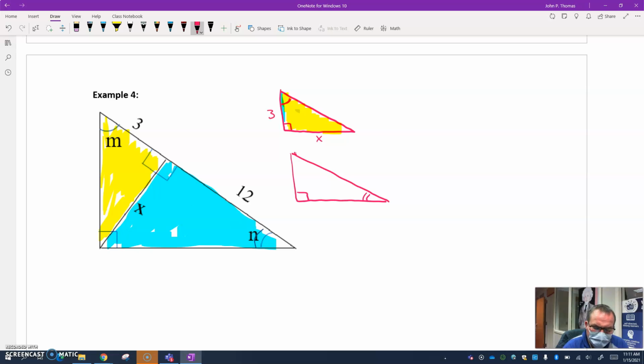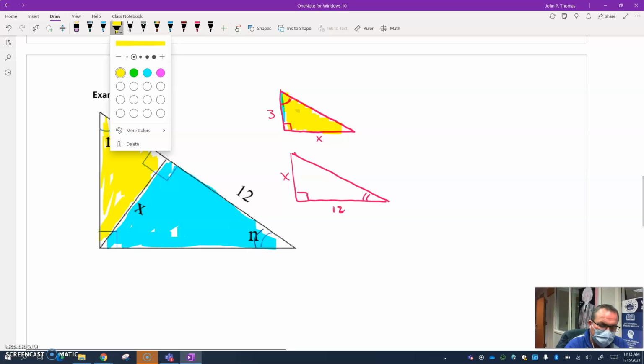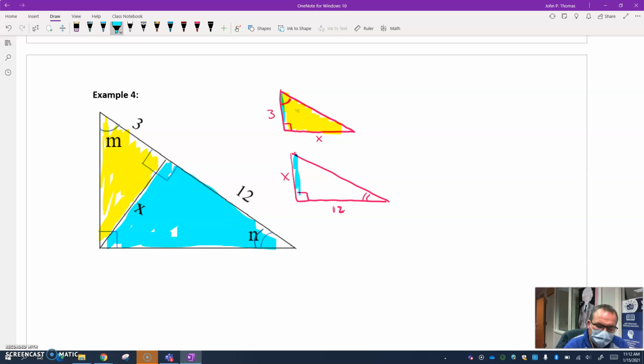Then I'm going to drop my labels in. The right to the 2 is 12. On the other side, I'd have an x here, and we don't know the hypotenuse. So that's our blue. I'll go ahead and draw that one in.